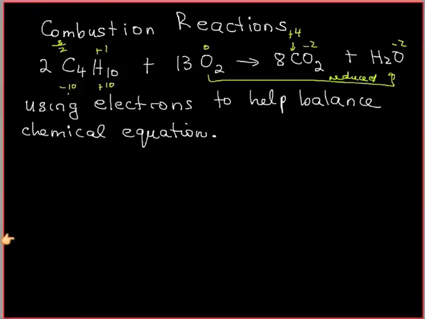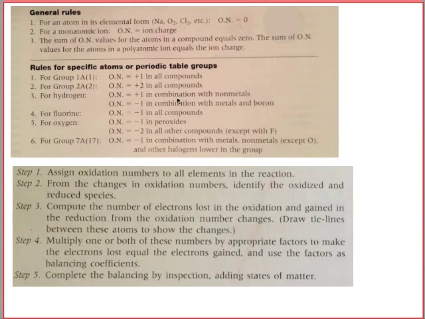Okay, I now want to go on and show you how we can use this kind of thinking to help us balance the chemical equations. First, pause your video and write these steps down. To help you figure out what the coefficients are in balancing a chemical equation, you want to assign the oxidation number to all the elements in the reaction.